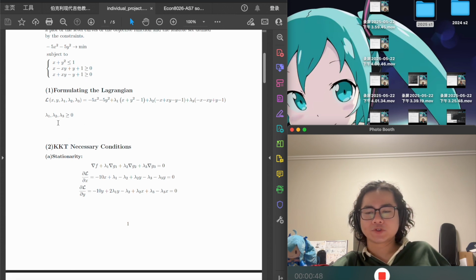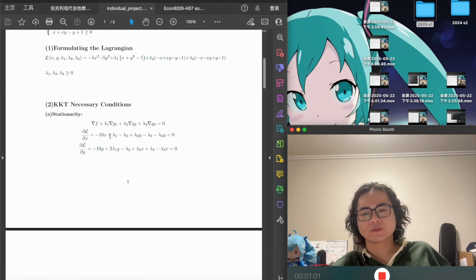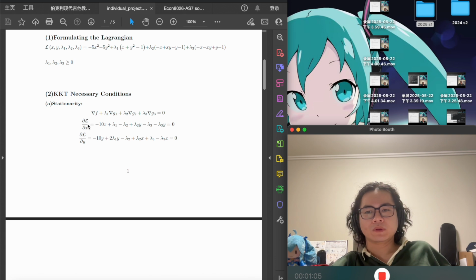And then we should consider the KKT necessary conditions. There are 4 conditions. The first condition is stationarity. We should calculate the FOC for x and y and set the partial derivatives of the Lagrangian to 0.